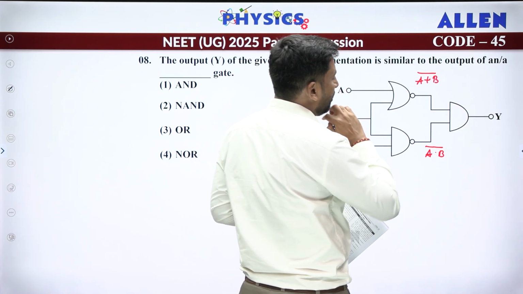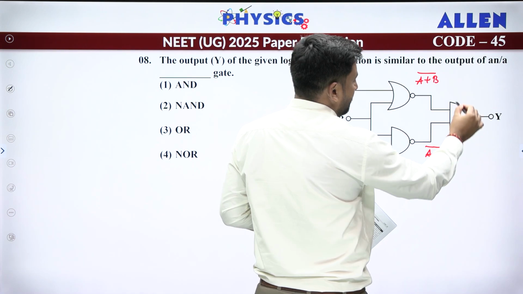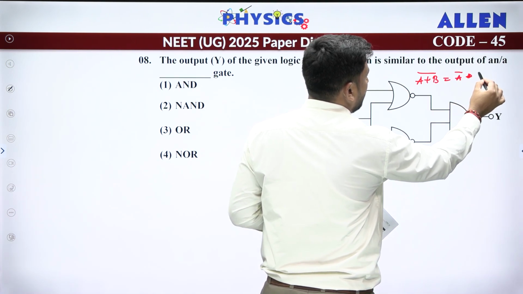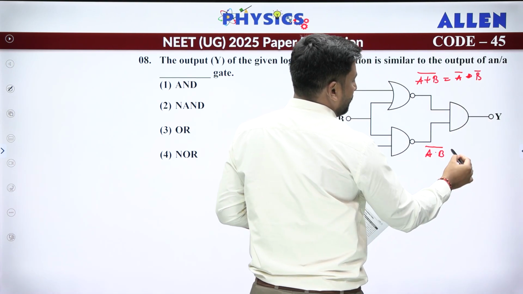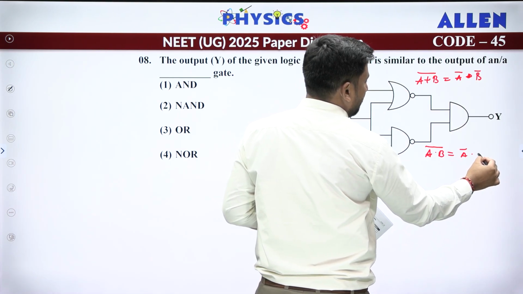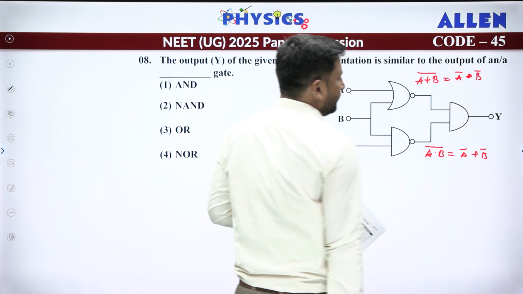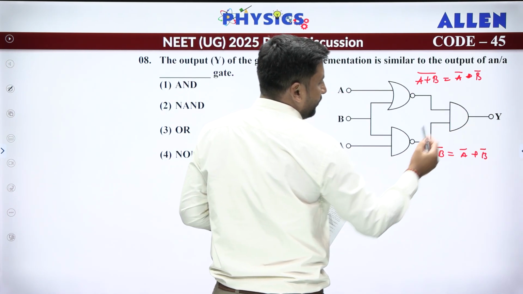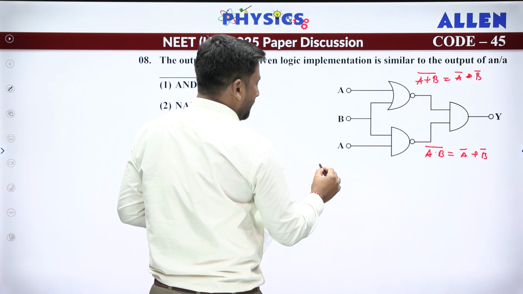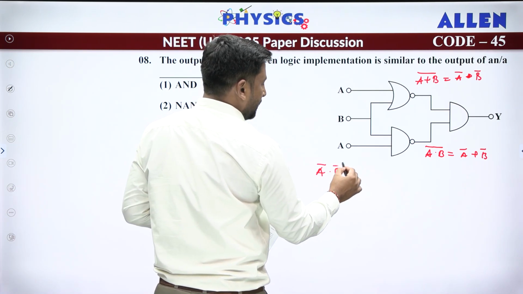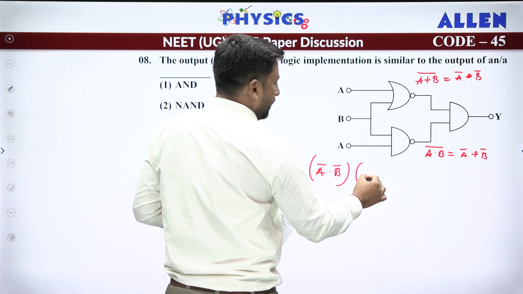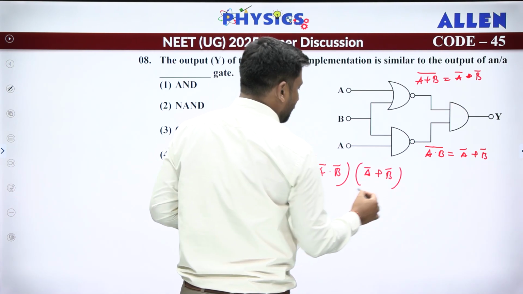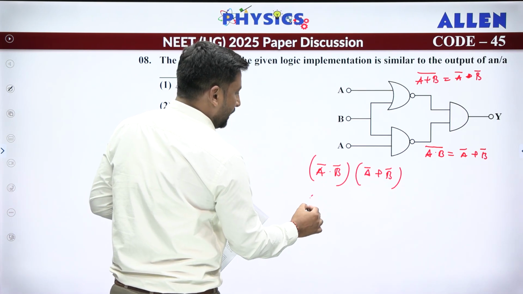Now, if you solve this, what are you going to get? This we can write as A bar plus A bar dot B bar, and this you will write as A bar plus B bar, using De Morgan's theorem, right? Now this is the AND gate over here, so we can say A bar dot B bar multiplied with A bar plus B bar. Now we'll do the multiplication here.